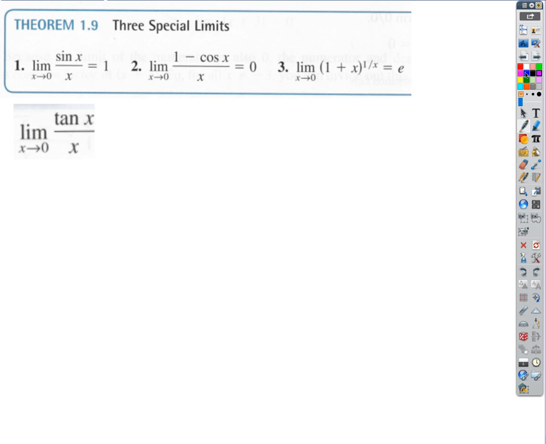What do we get if I try to evaluate this at 0? What's the tangent of 0? Remember, tangent's just sine over cosine. That's how I always think about it. Sine of 0 is 0. Cosine of 0 is 1. So tangent of 0 is 0, isn't it? So we do get 0 over 0, unfortunately. So there's more work. Well, how do you do the more work this time?